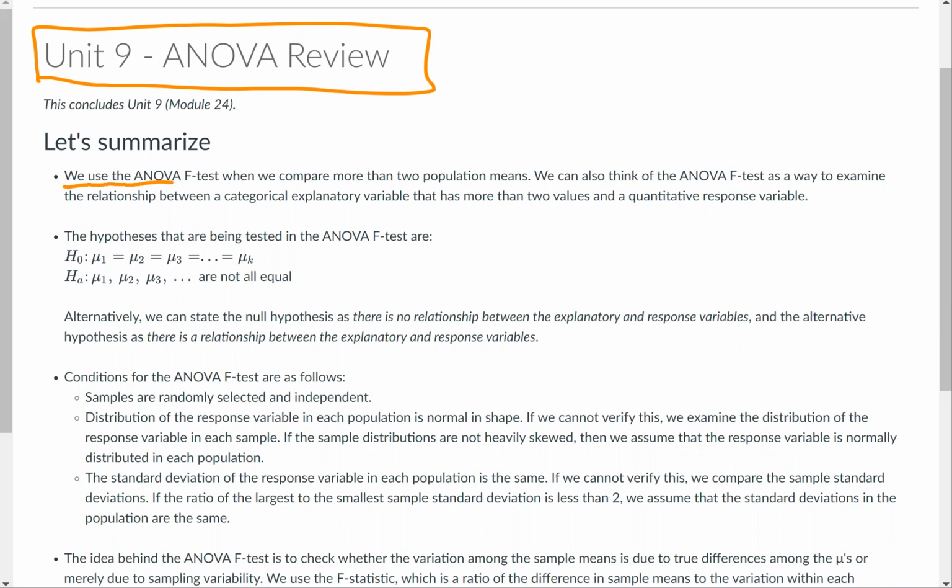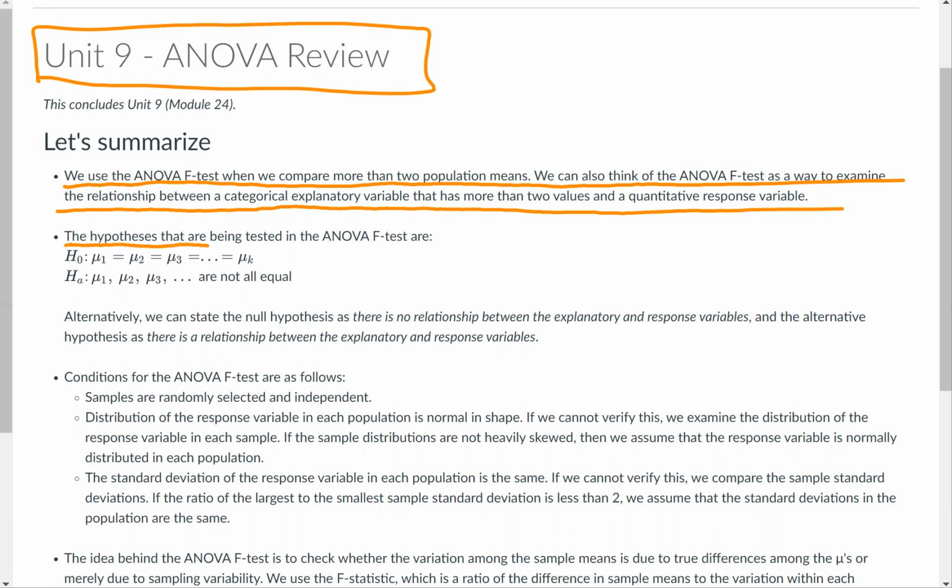First, we use the ANOVA F-test when we compare more than two population means. We can also think of the ANOVA F-test as a way to determine the relationship between a categorical explanatory variable that has more than two values and a quantitative response variable, like the examples we've seen in this module.